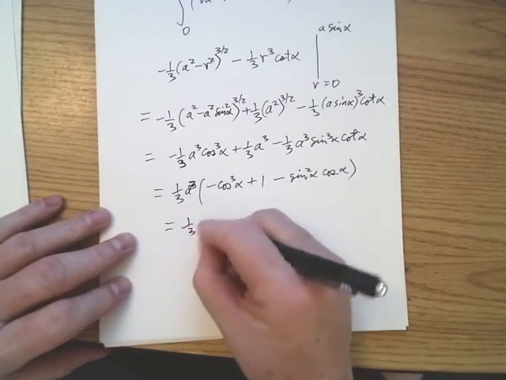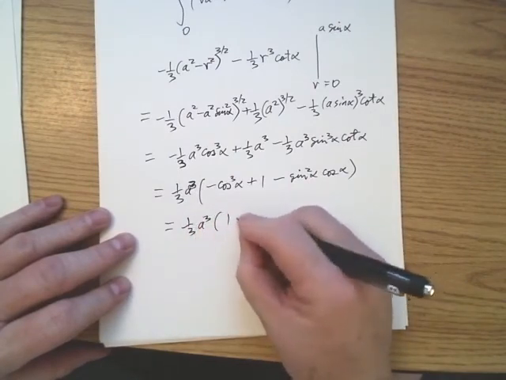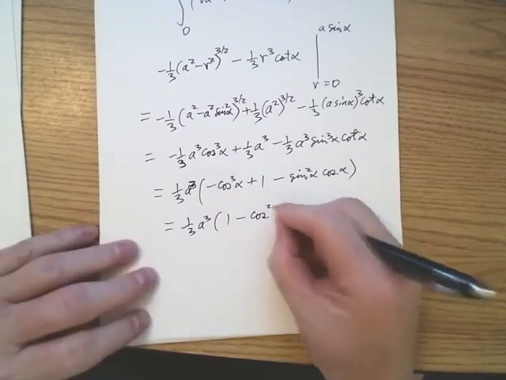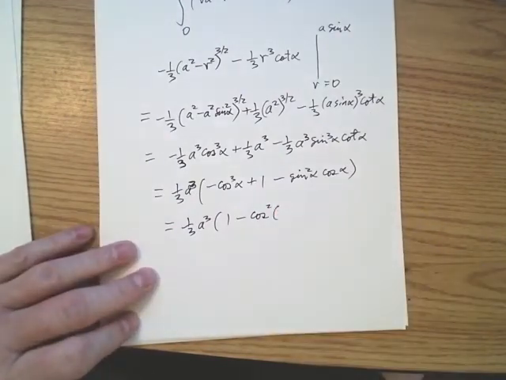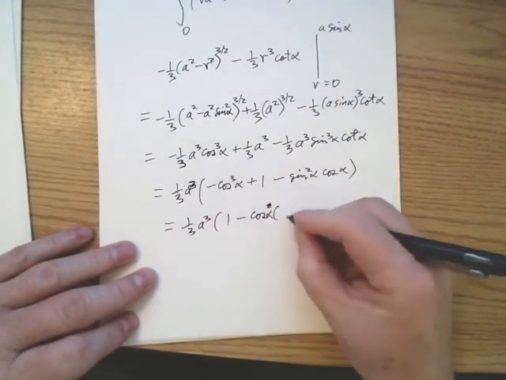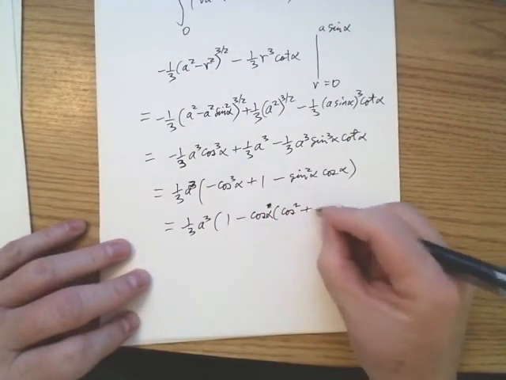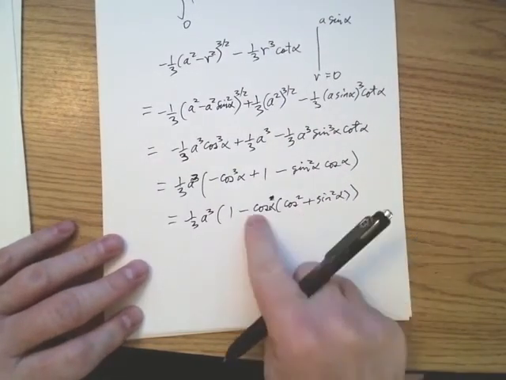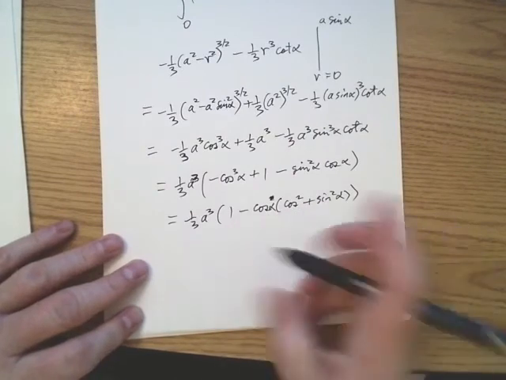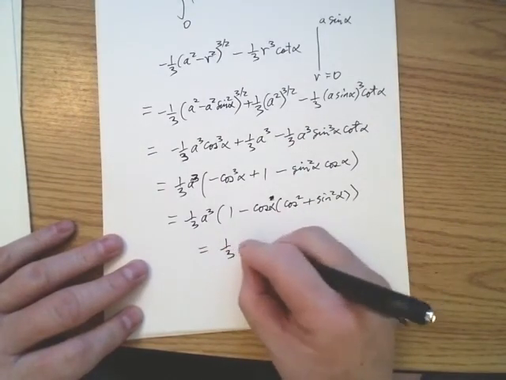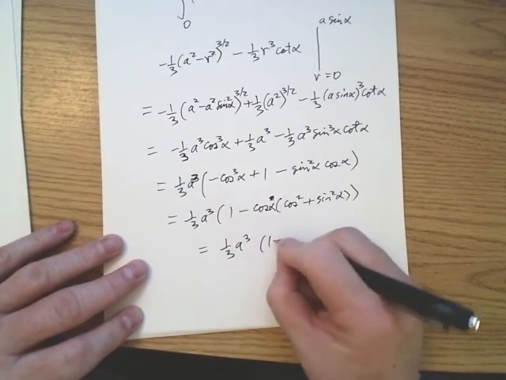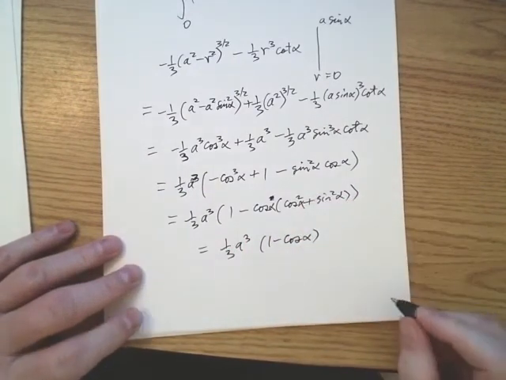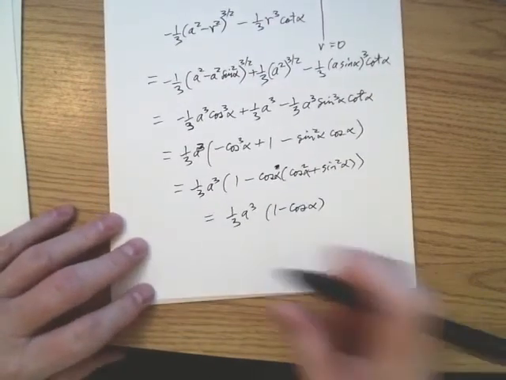So that's what we would have there. We would have 1/3 a cubed. Let's go 1 minus cosine squared. And then I would have, no, just cosine alpha. Then I'd have cosine squared plus sine squared, wouldn't I? Alpha. Okay. I think that's right. Yeah, it looks good. So that's actually 1/3 a cubed, 1 minus the cosine of alpha, because sine squared and cosine squared is equal to 1. So this is almost the volume here.